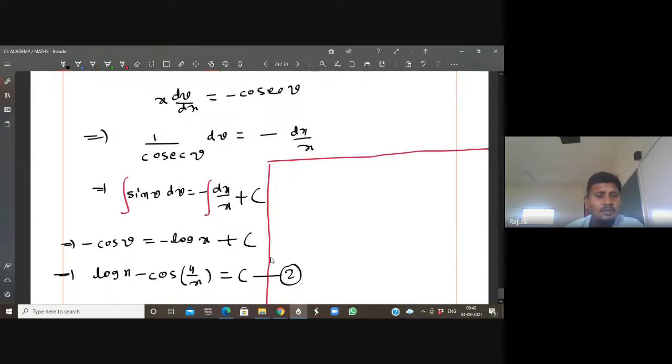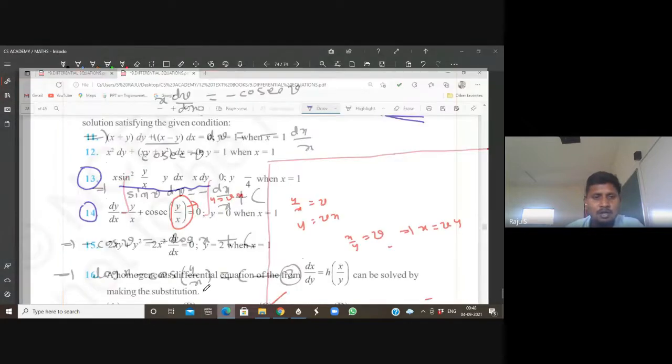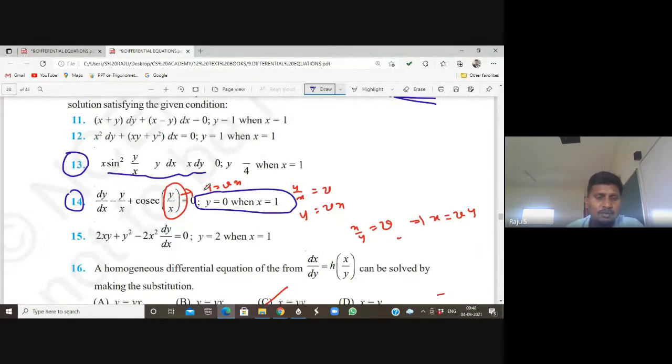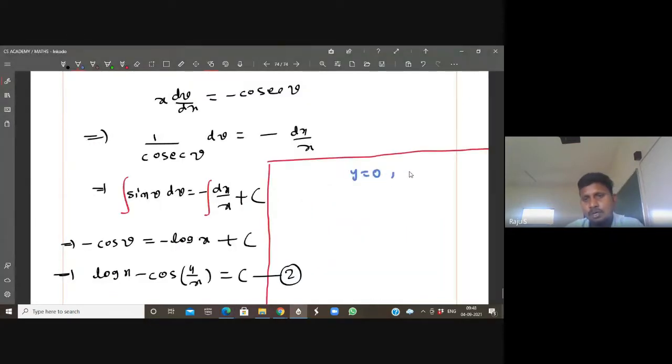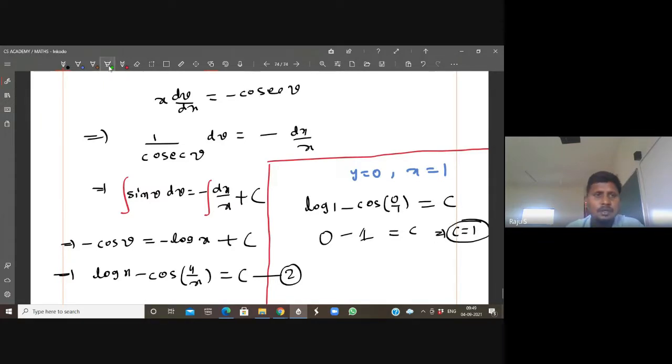So equation 2 is the general solution. To get the particular solution, they have already given the values y is equal to 0, x is equal to 1. Substitute y is equal to 0 and x is equal to 1 in the general solution. Then you are going to get log 1 minus cos of 0 by 1 is equal to c. What is the c value, students? Log 1 is 0, minus cos 0 is 1, is equal to c. So finally, c is equal to 1.